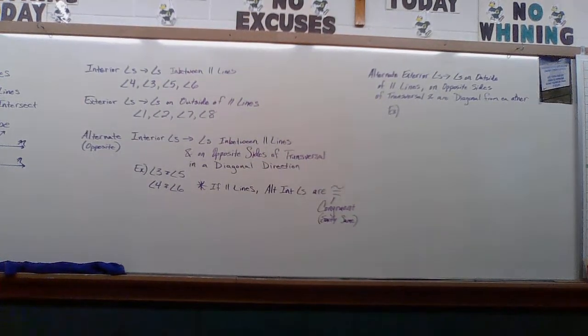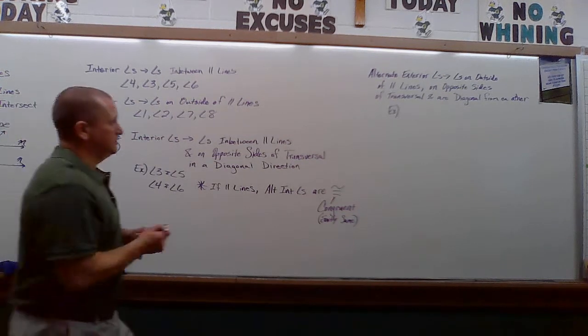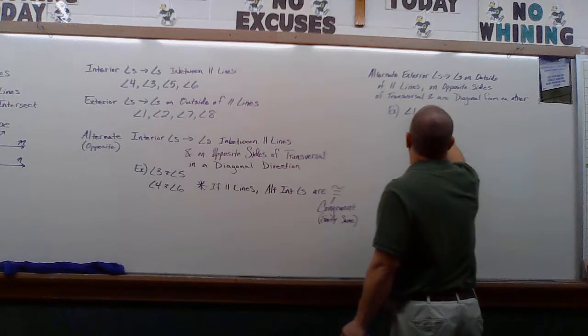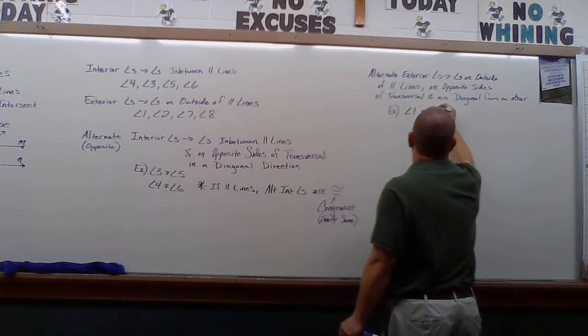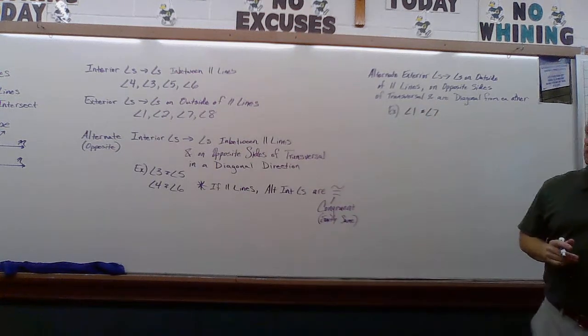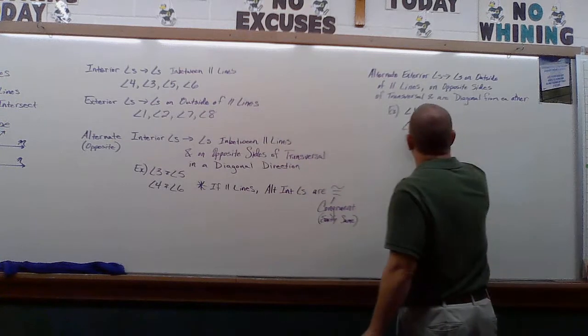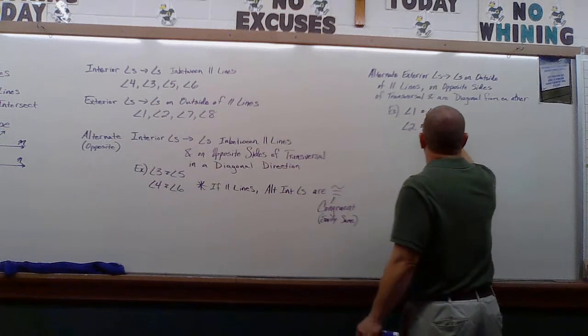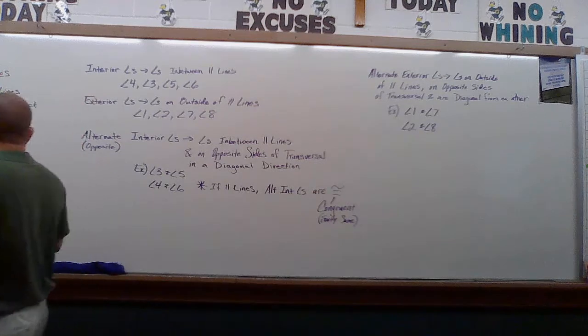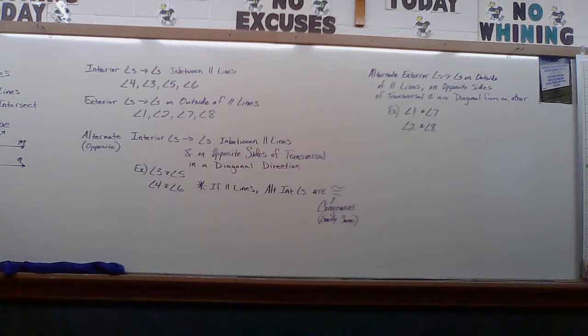So, what do you think? 1 and 8? Nope. 2 and 5. 1 and 7. They're diagonal, they don't cross. Not diagonal from something. So, angle 1 and angle 7 are diagonal from each other, and they're on opposite sides of my transversal and on the outside, and then 2 and 8.